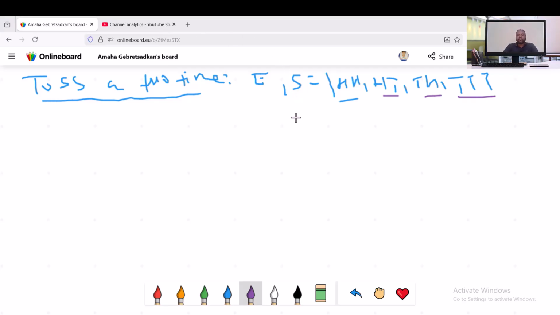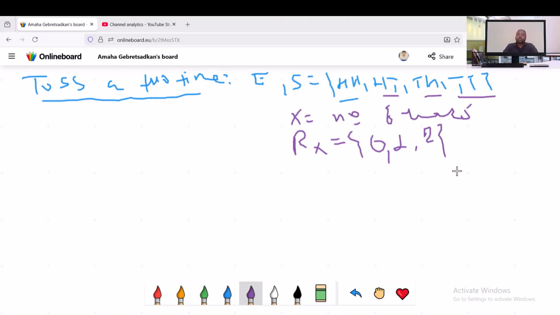So if we define random variable x here, which is the number of heads in each outcome, what will be the possible values of this x? This is nothing but the range of x. This x can be 0, meaning an outcome with no head, right? 1, an outcome with 1 head. 2, an outcome with 2 heads, right? And we do have actual outcomes that correspond to these range space elements, right?